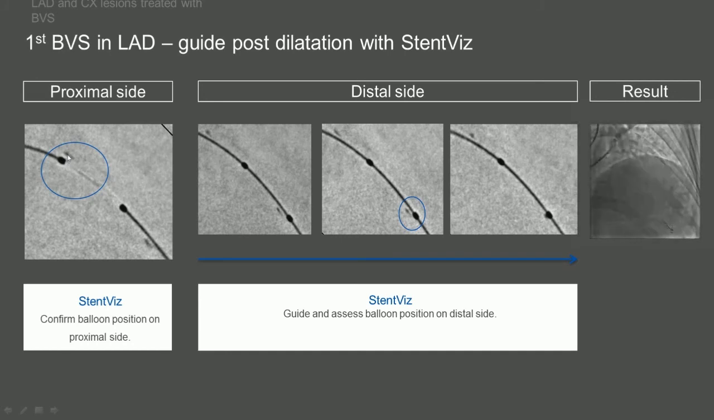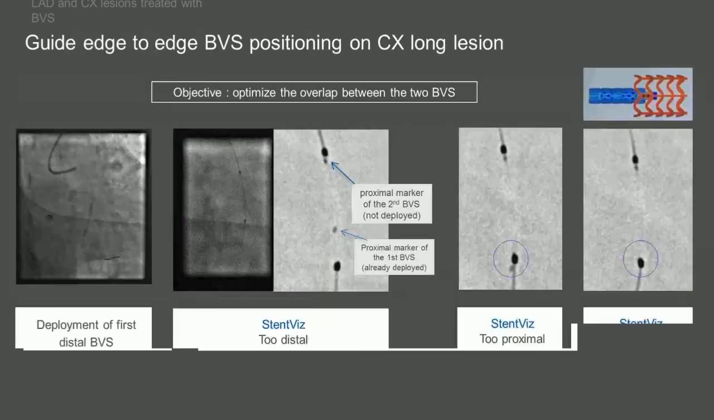So here we can check clearly with the stent vis that the balloon is inside the BVS. Here we can clearly see that the balloon is outside the BVS, too distal. Here also too distal, and here we have the good position for the optimization of the opening of the BVS with the non-compliant balloon, and we are sure that we are not making any geographical miss with this balloon. That's a very important step.